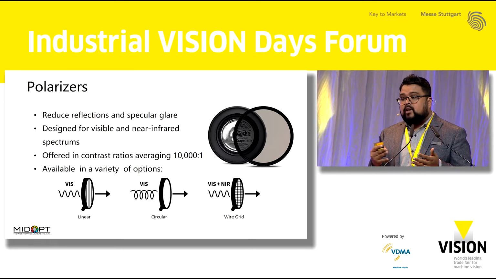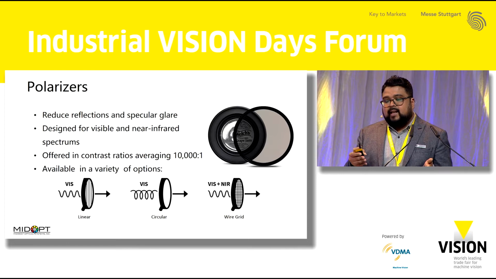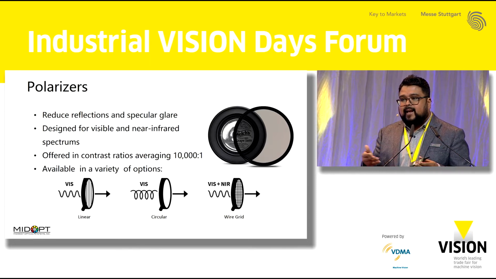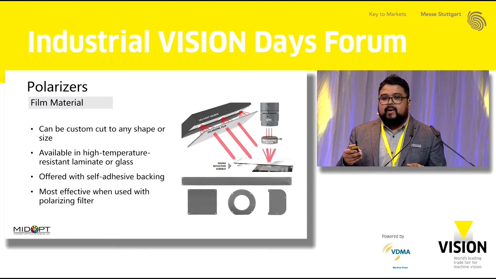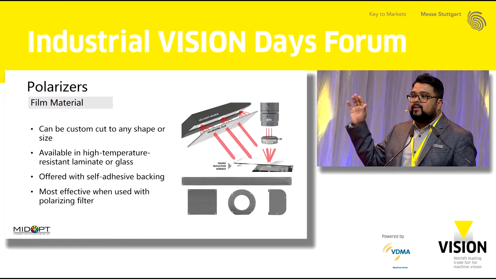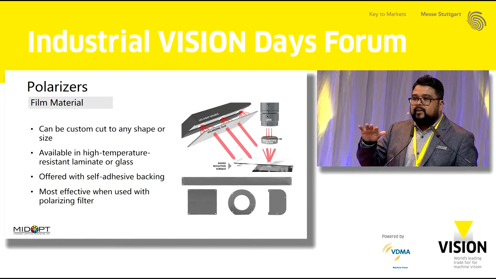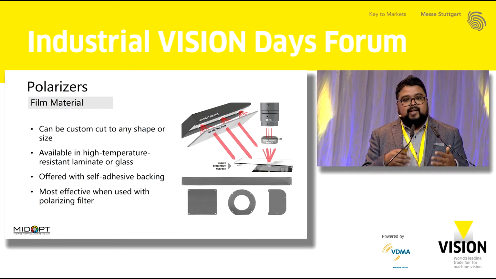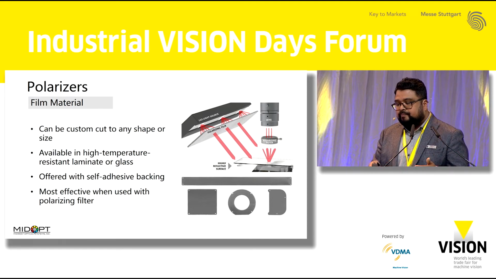After you know what's causing the glare, you can decide between a linear polarizer or a wire grid polarizer if it's infrared. The next thing that you have to keep in mind when using a polarizer is you have to polarize both your lens and your light source. Okay, you have to do both to help reduce that glare in an optimal way.